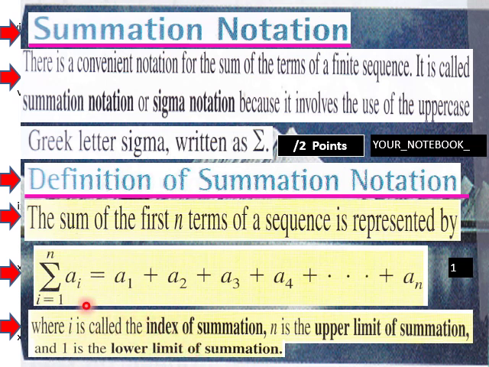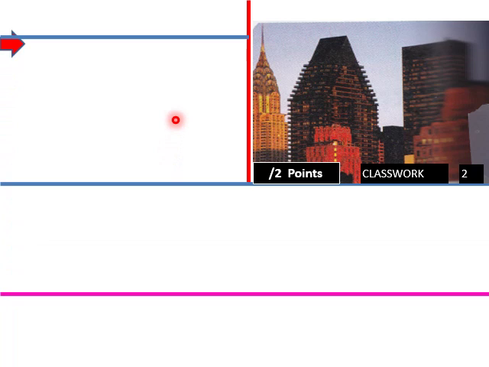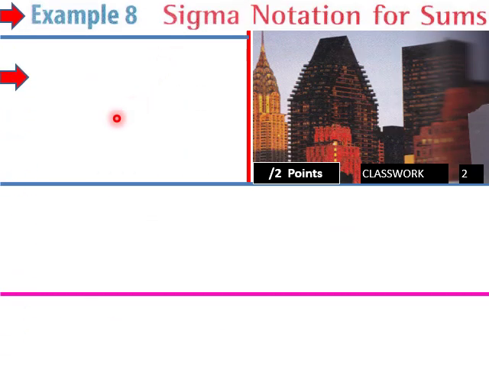Where i is called the index of summation, down here is your index. n is the upper limit of your summation, and 1 is the lower limit. I'm sorry, this is i equals 1 here. So 1 would be the lower limit of your summation, this would be your upper limit, and then this would be your i here, which is called the index. So, sigma notation for sums.